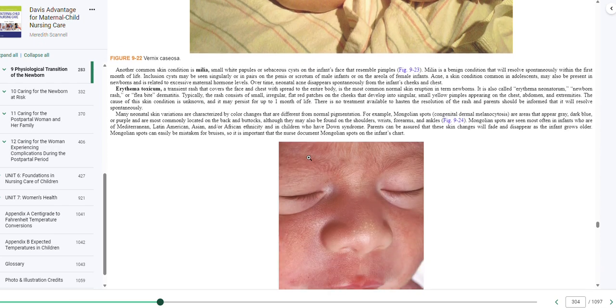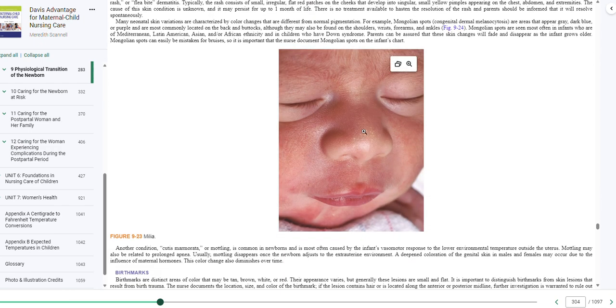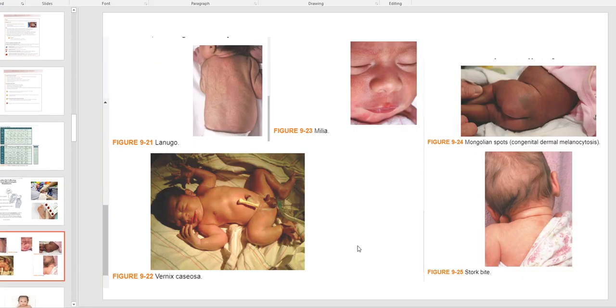Okay, milia are tiny little white dots on the skin. Please educate parents and family members that this is normal. They don't need to be popped or mashed or squeezed, anything like this. You can harm the baby's skin and set the baby up for infection, so don't touch those. Okay, some more pictures.